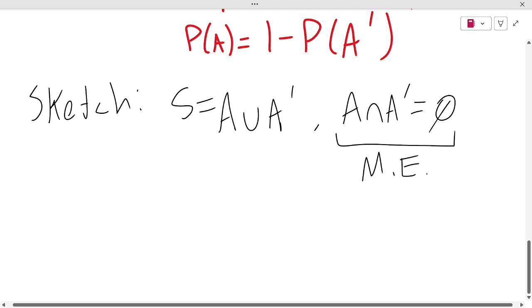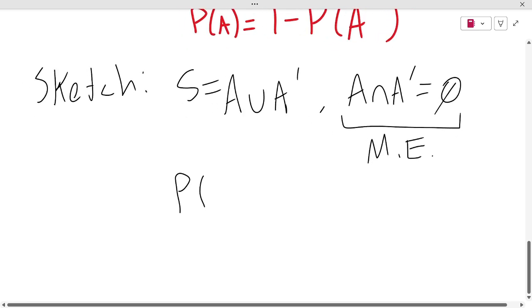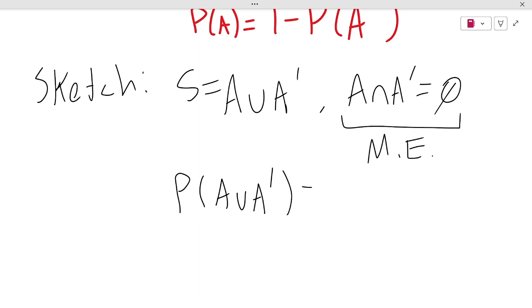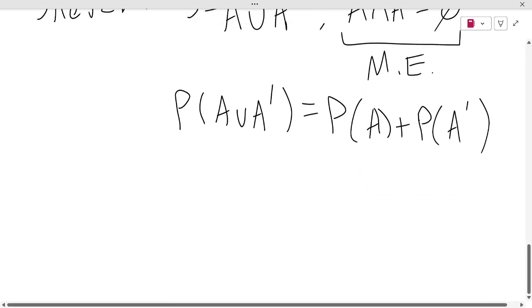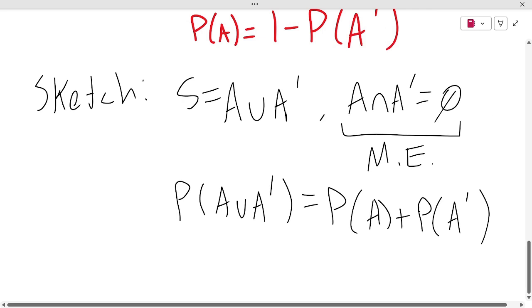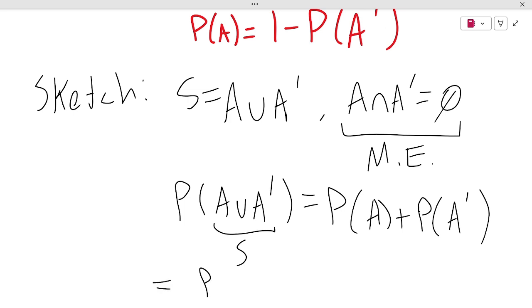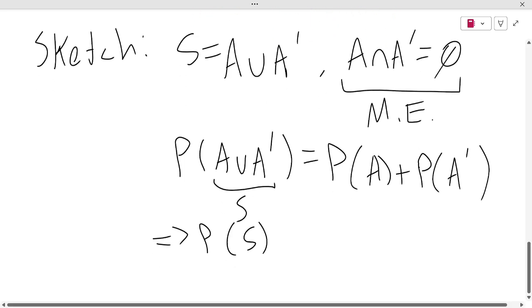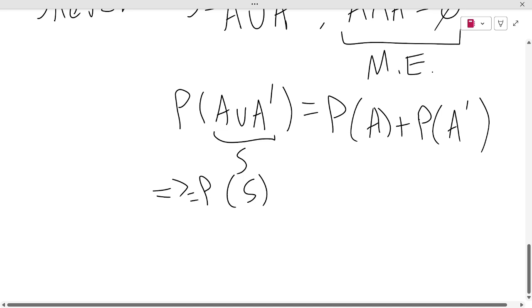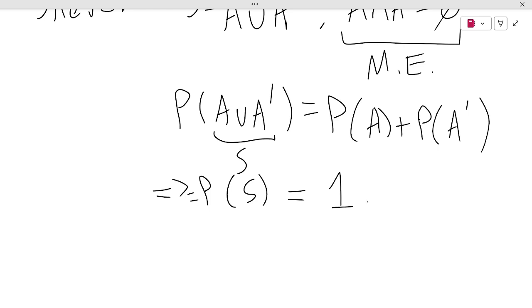So we know here that the probability of A union A complement, since they're mutually exclusive, that means it's just equal to the probability of A plus the probability of A complement. That's what we talked about last video. It's equal to the sum. But remember, this is just the sample space, right? So we get that this is the probability of the sample space. So we can say that these are all equal. And the probability of the sample space, by definition, is 1. So there's our solution.